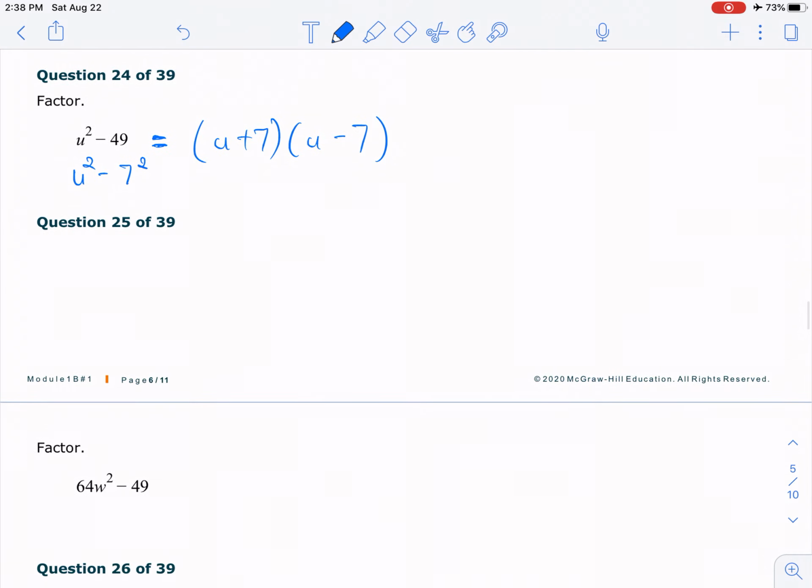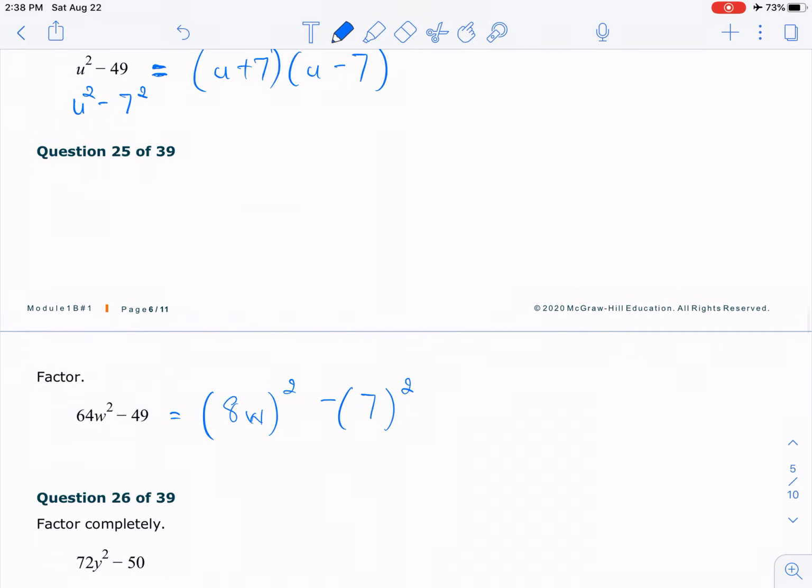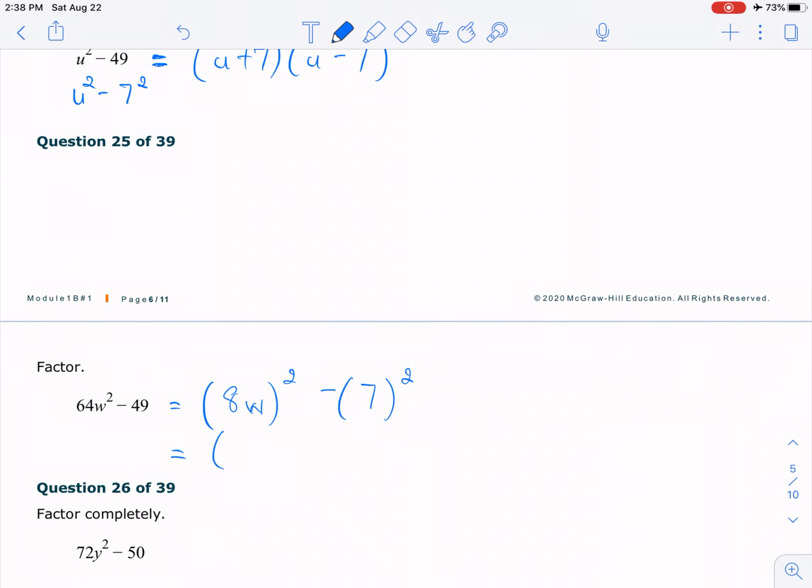All right, so same thing for number 25. So the most important part of these numbers is the base. So make sure you get the right base, which is 8w squared minus 7 squared. 64 is a special number because 64 is a perfect square and also perfect cube. So you need to make sure which one to use. So from here, we simply write down the factor. 8w plus 7, 8w minus 7.